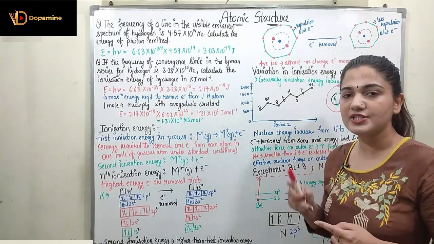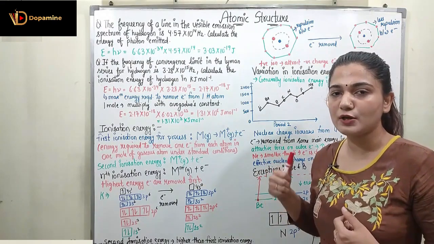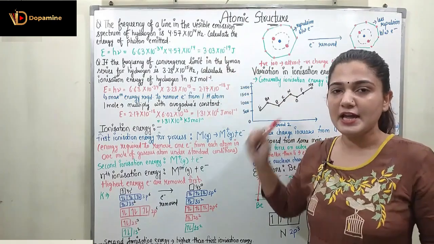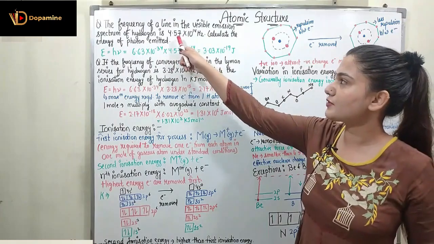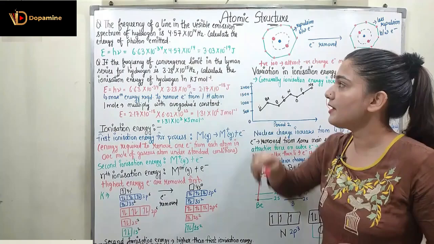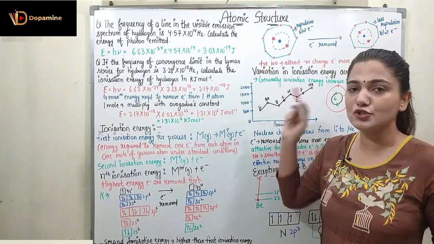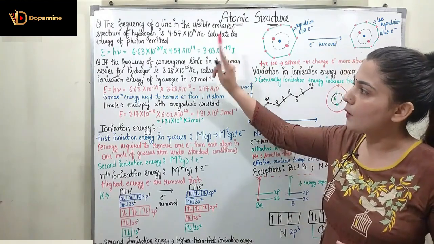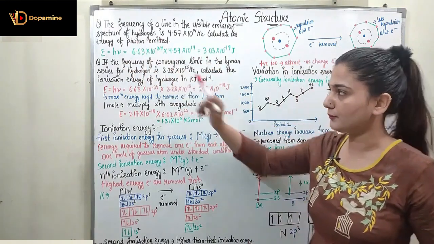We have to find out the energy and the frequency is given. So we all know the formula of energy, which is E = hν, where h is a constant having the value 6.63 × 10^-34. Now the frequency is given, which is 4.57 × 10^14 Hertz. When I multiply both of them, we will get 3.03 × 10^-19 joule. So this is the energy required for the emission of one photon.